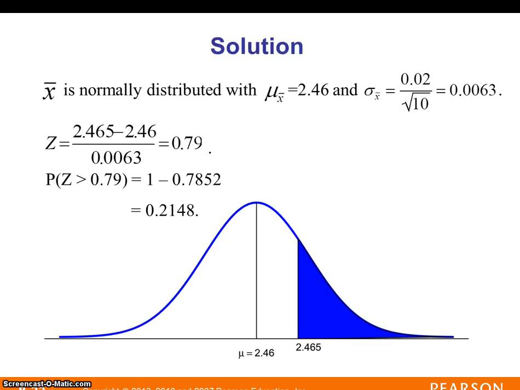So you could plug that into your formula to calculate your z-score, because we're dealing with a normal distribution. That gives you a z-score of 0.79. And we're dealing with an at least situation here, so we want to take 1 minus 0.7852, which is the area corresponding to 0.79. That gives you the area there in blue, which is about 21.48%. So there's about a 21.48% chance that the sample mean will be at least 2.465 grams.